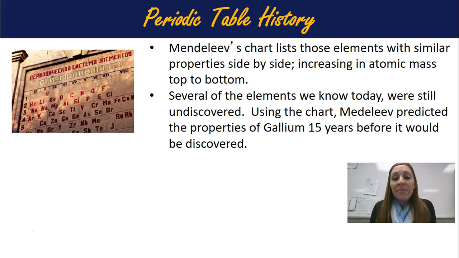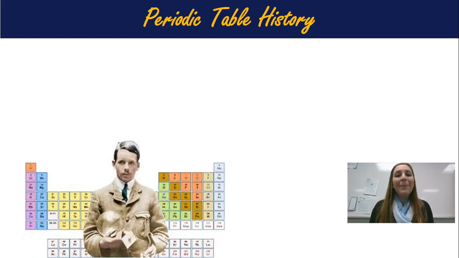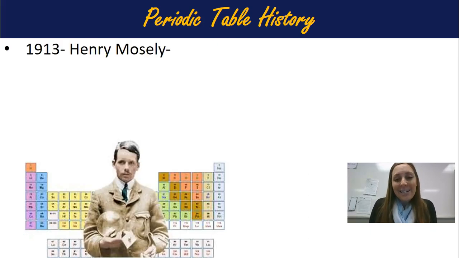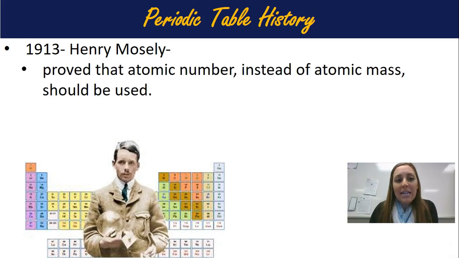And that's actually how he was able to predict gallium 15 years before it was discovered. He could say it's going to have this mass on average, it's going to have these properties, and it's got to be out there because that makes sense for nature, which is really cool. That's what made Mendeleev the winner of who gets the most credit for the first periodic table.